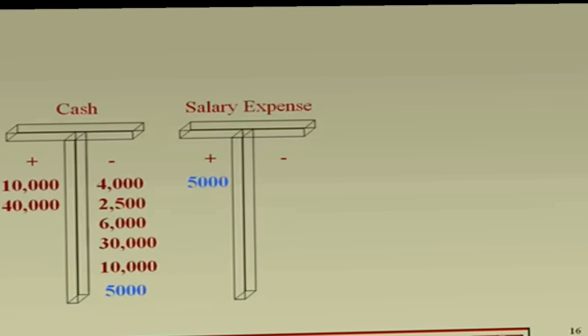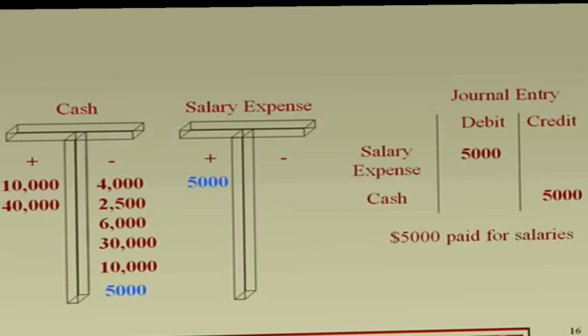So the entries are cash, credit 5,000, salary expense, debit 5,000. So the journal entry would look like this. What's the next one? Transaction 10. The company received 10,000 cash from customers previously billed. So, what two accounts would be impacted?